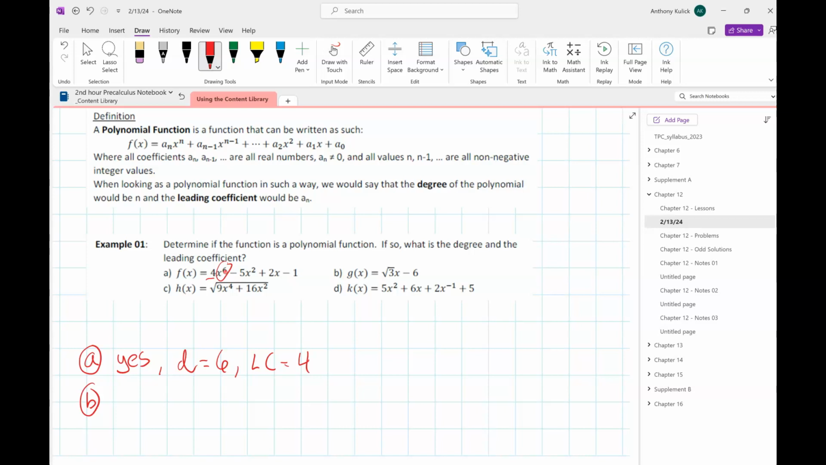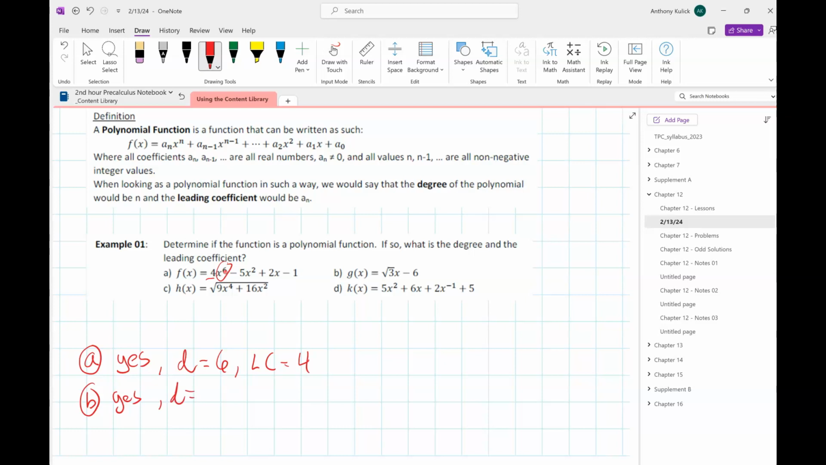Nope. It is. Now, just to be clear, we have to be really careful here. Notice that the x isn't under the square root. If it was, it's no longer a polynomial.